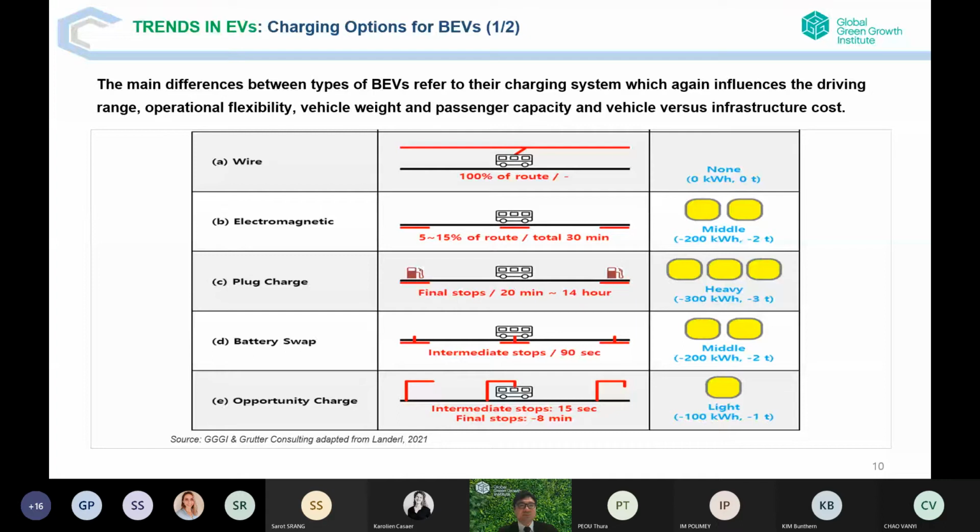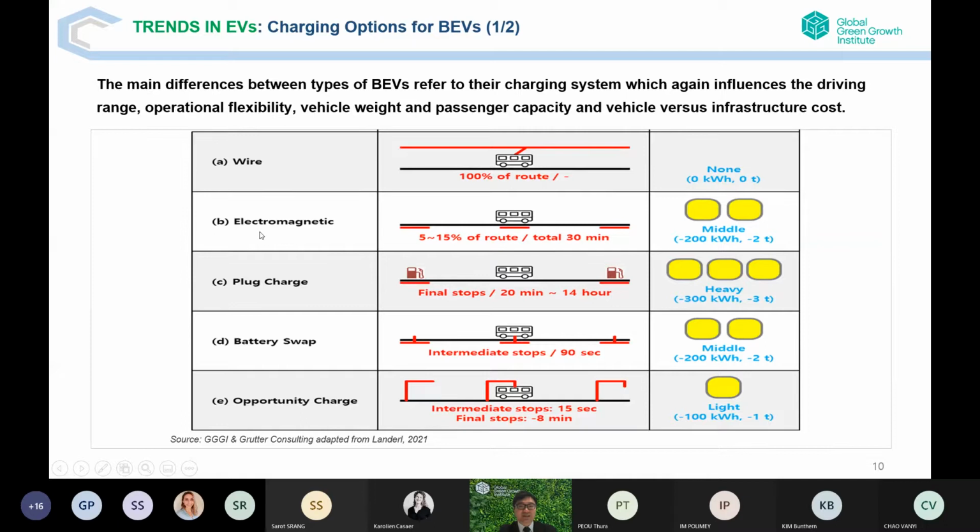Regarding pure battery electric vehicles, there are five types of electric vehicles. The main difference between the types of battery electric vehicles refers to their charging system, which influences the driving range, operation flexibility, vehicle weight, passenger capacity, and vehicle versus infrastructure cost. In terms of the wire, the electric vehicles have the advantage of a minimum battery amount on the vehicle because they charge on the road during operation. So no battery, so there is no weight.